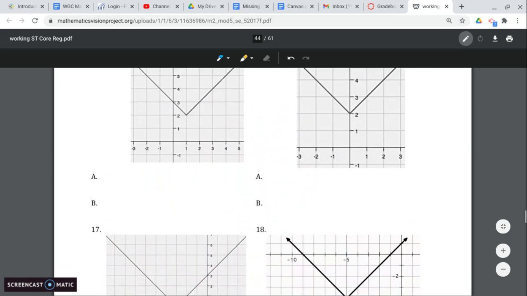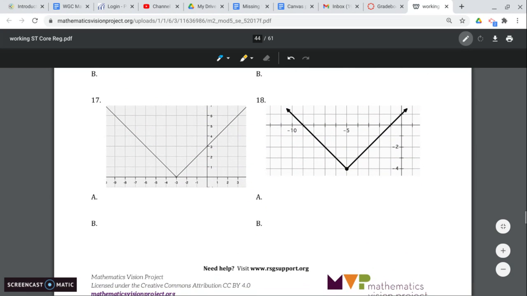So we are going to look at number 18. So first and foremost, part A, we're writing it using absolute value notation. So f of x equals the absolute value of x.